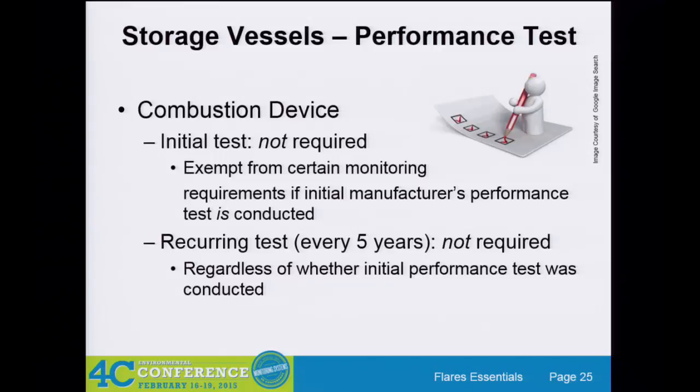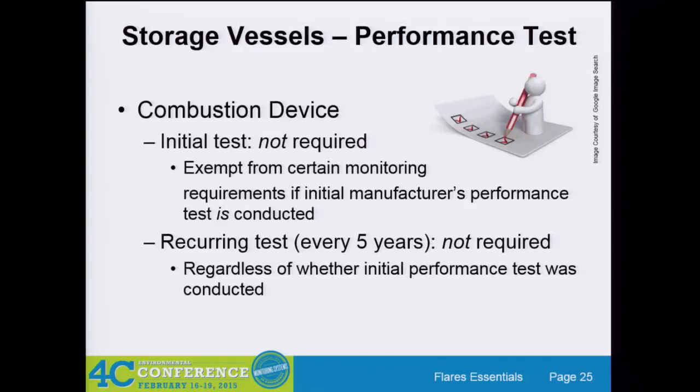So let's turn the corner to combustion devices and flares and things that you all are interested in this class. If you have a storage vessel and you use a combustion device, an initial test is not required, exempt from certain monitoring requirements if the initial manufacturer's performance test is conducted. So there are parts of the rule that point to if you use a vapor combustor and it's manufacturer tested and approved by the EPA, you just use their test and you're good. You can show your 95% emission reduction or higher.